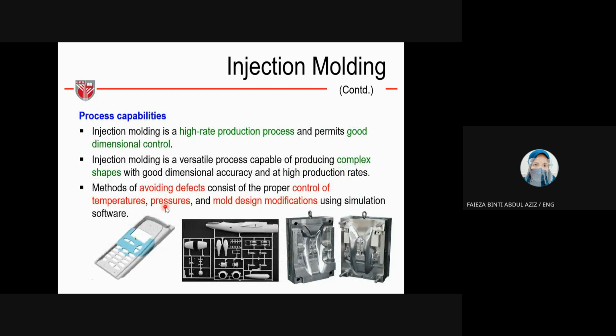So the process capabilities for injection molding. Injection molding is a high rate production process and permits good dimensional control. It is a versatile process capable of producing complex shapes with good dimensional accuracy and also at high production rates. The methods of avoiding defects consist of the proper control of temperature, pressure, and also mold design modification using simulation software.